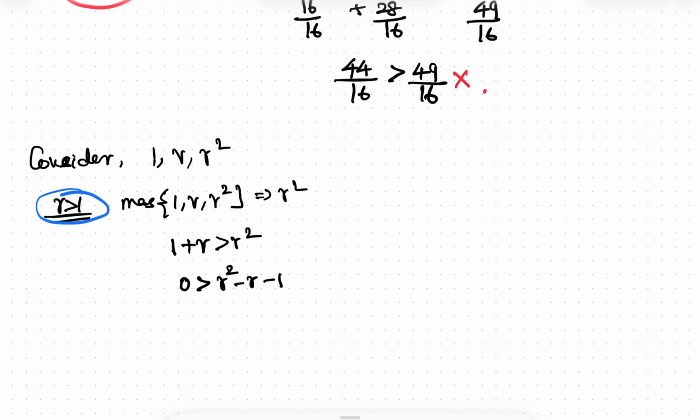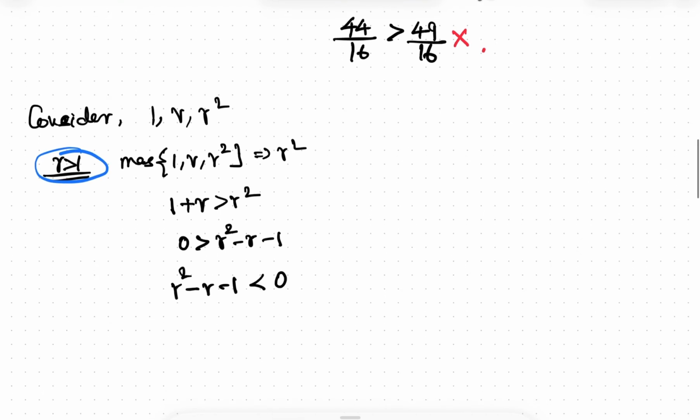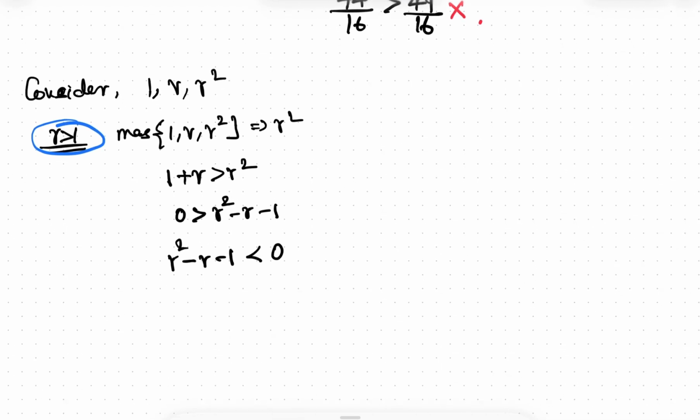The reason why I'm going to flip the inequality is that I'm going to interchange the left hand side with the right hand side. So r square minus r minus 1 and 0 goes over here, so your greater than now becomes less than. So now we are going to solve the inequality. The inequality is pretty much not easily solvable, so I'm going to use the quadratic formula.